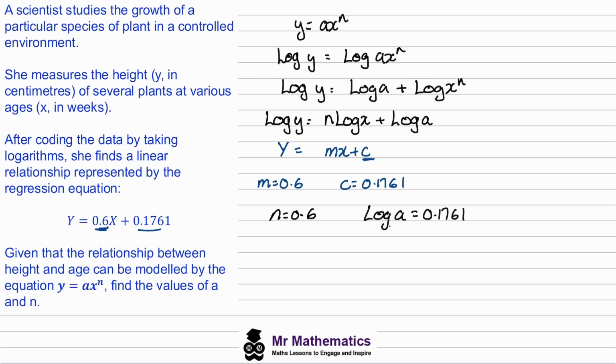We can cancel out the log by taking 10 to the power of both sides. These will go, so a will be 10 to the power of 0.1761. We can work this out and we get approximately 1.5. So our exponential model, y will equal a multiplied by the x term to the power of n, which is 0.6. Okay?